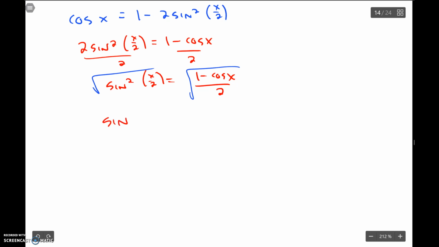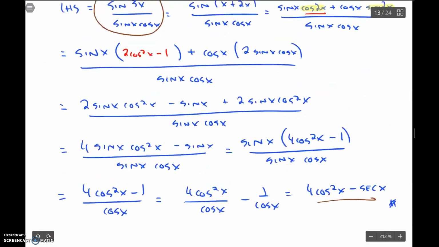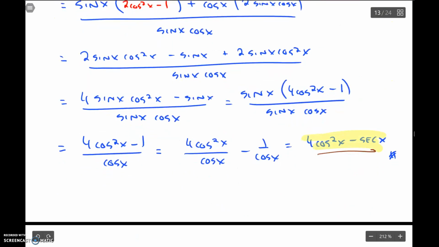So the sine of the half angle is equal to, and whenever you take the square root of both sides, you got to remember plus or minus square root of 1 minus cosine x over 2. And my proof is done. Yeah, that's it. Okay. This isn't what your proofs on the test are going to look like because I did this one a little bit differently. We're going to do ones like this one where you start with the left-hand side and you work it to the right-hand side.